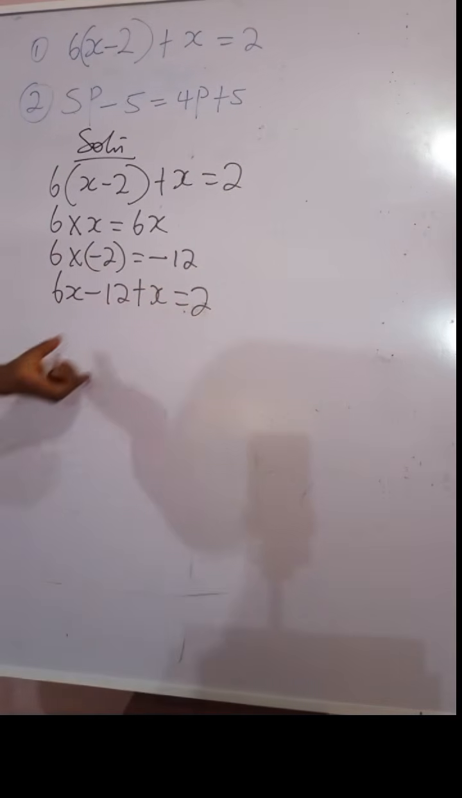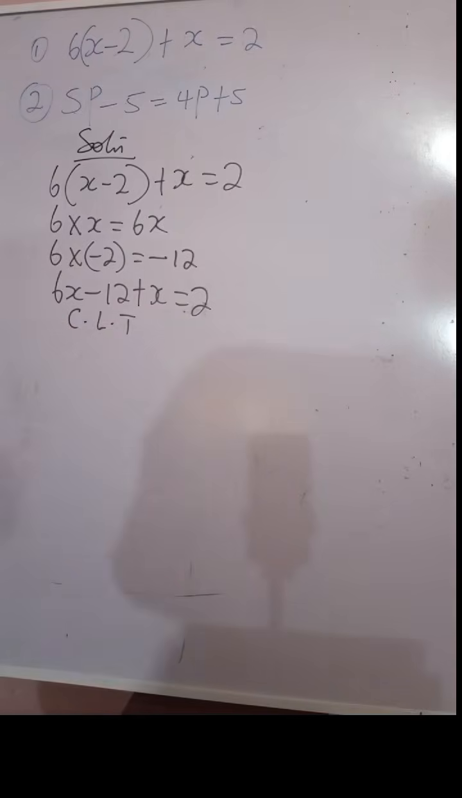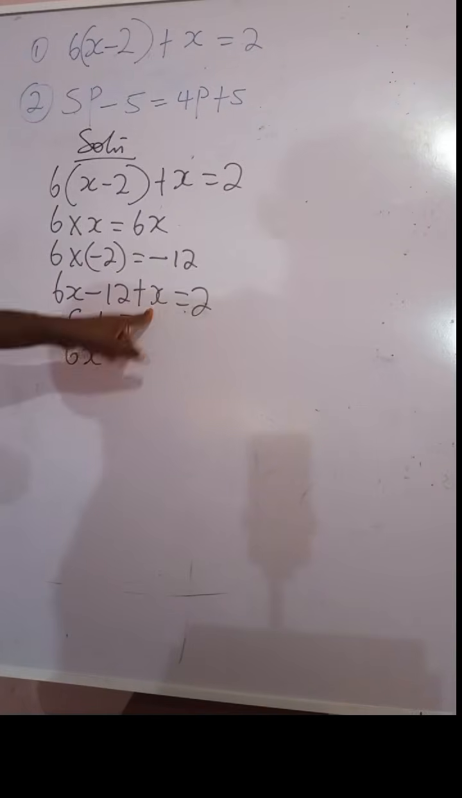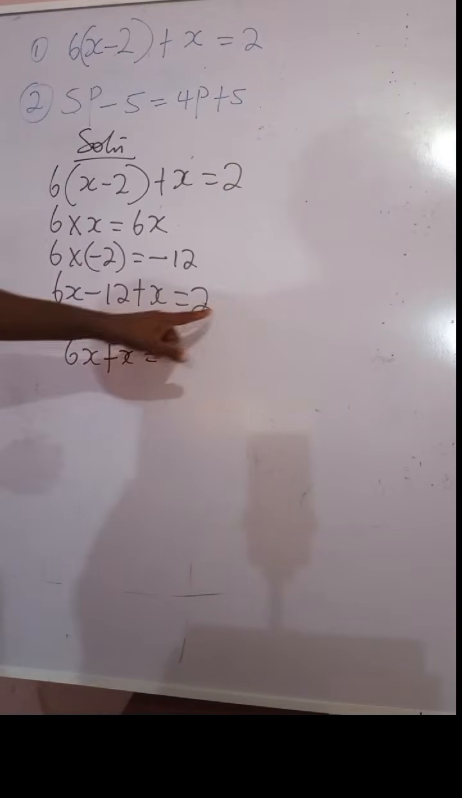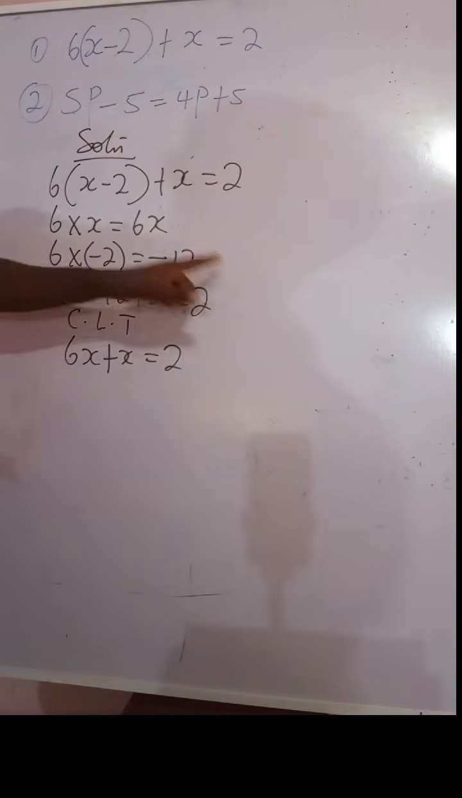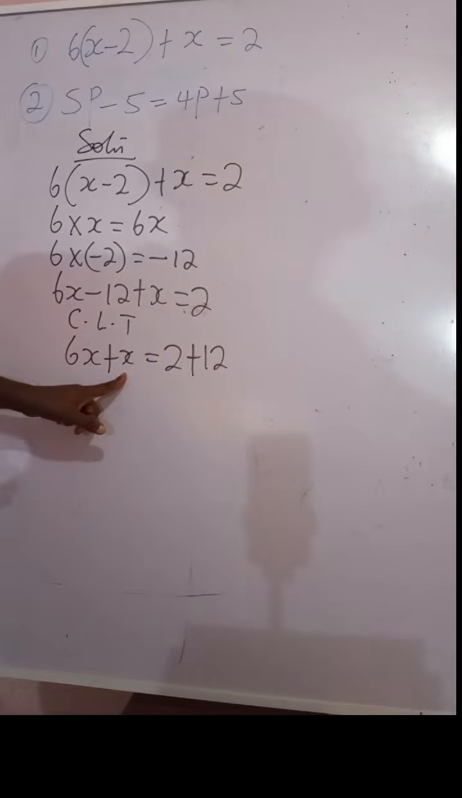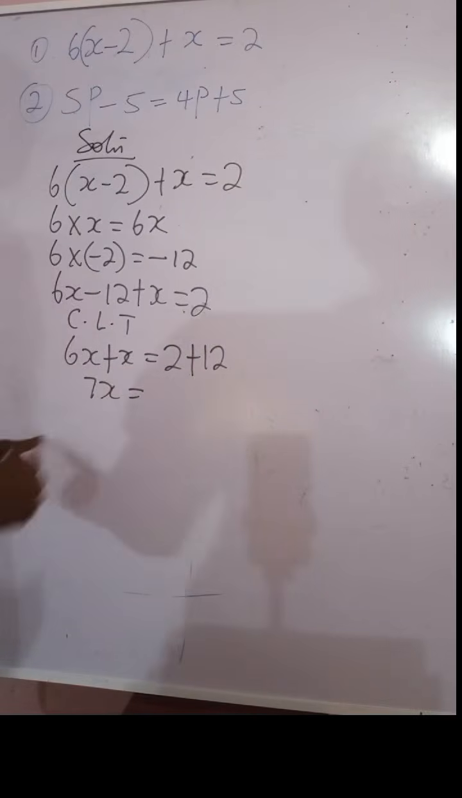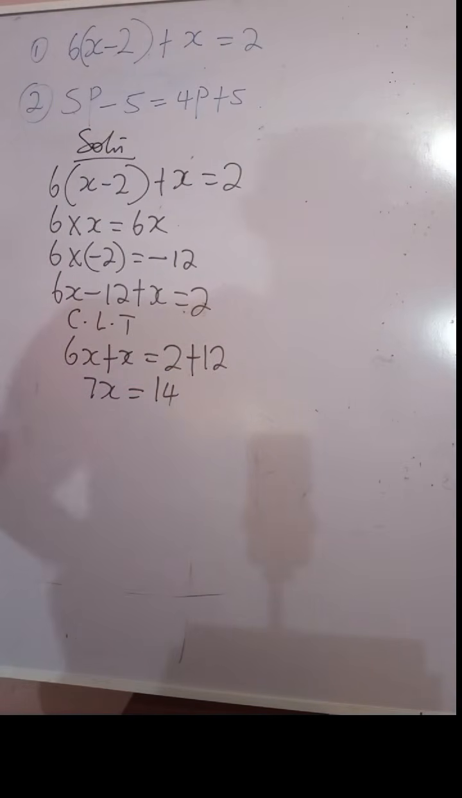So what is the next step here? The next step here is for us to collect like terms. In collecting like terms, this will now be 6x. Since this one has not crossed the equality sign, the sign remains the same, plus x is equal to 2. This one now crosses the equality sign to this side. So minus 12, when it crosses the equality sign, now becomes plus 12. So 6x plus x gives us what? 7x equals what? 14.